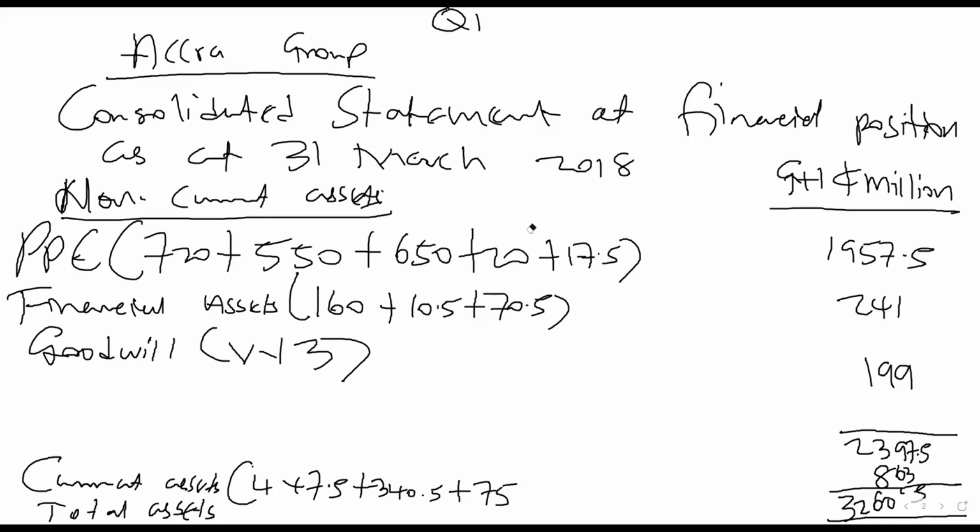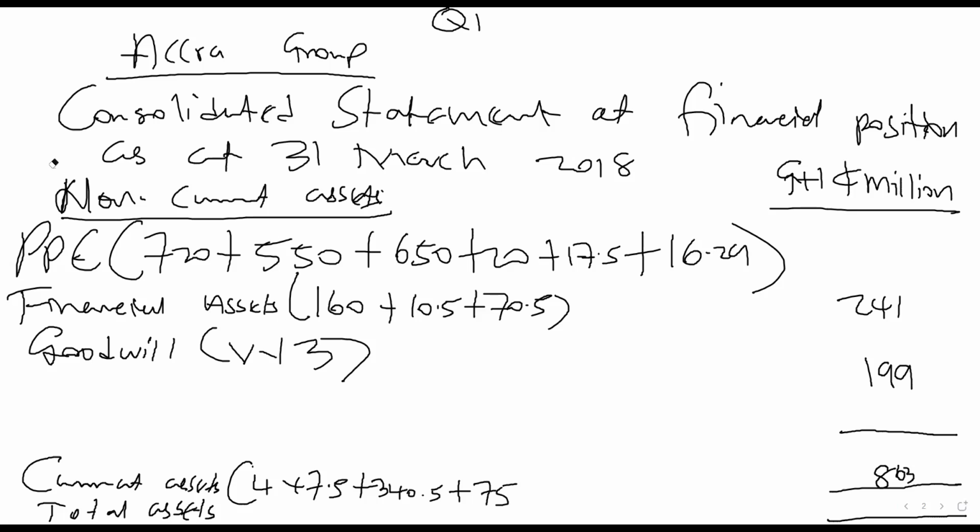So clean this one like this. What is the PPE? What's the revaluation we had? Plus what? The revaluation gain that we should get: 16.29. Now it will change this figure. So give me the correct figure, correct balance. Then the rest, wait for your two questions patiently.